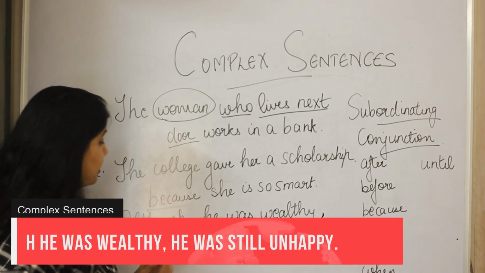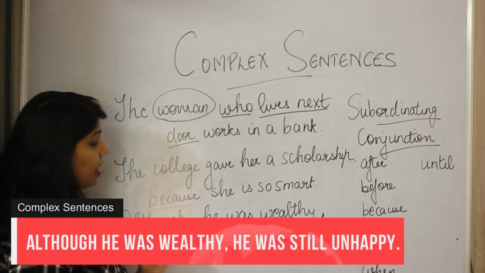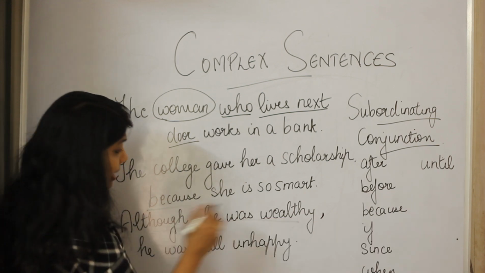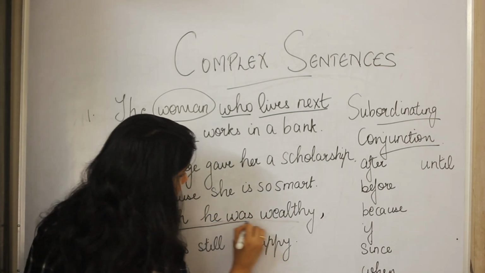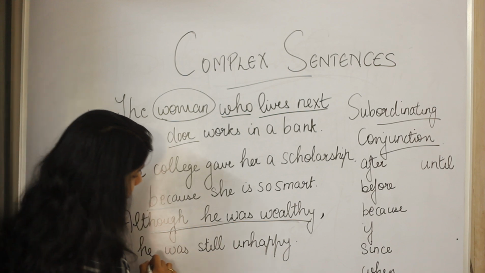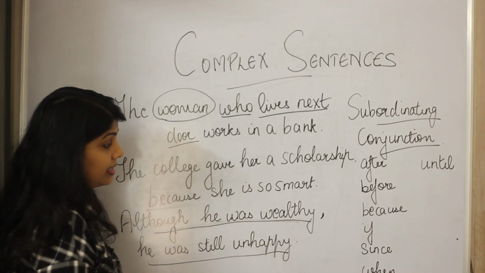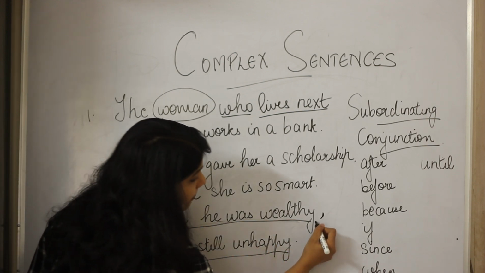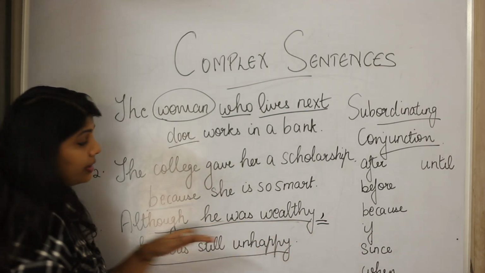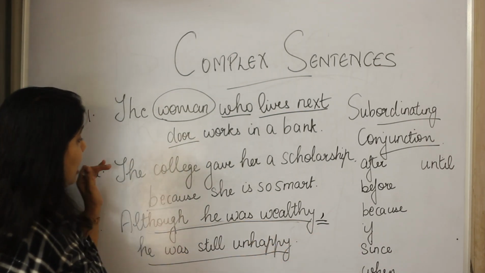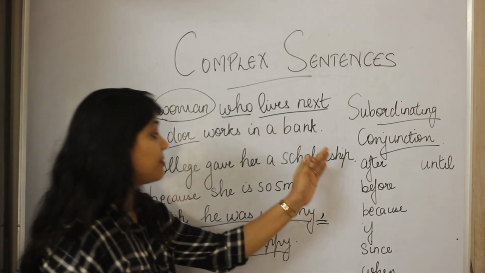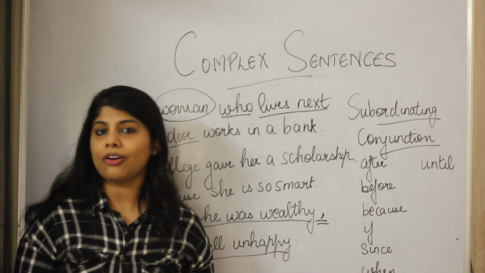The third example. Although he was wealthy, he was still unhappy. Now here, as you see, the dependent clause comes first and the independent clause comes later in the sentence. And hence, when the dependent clause comes first, always remember to use a comma before the independent clause. In the second sentence, however, the independent clause comes first and hence you do not use a comma.